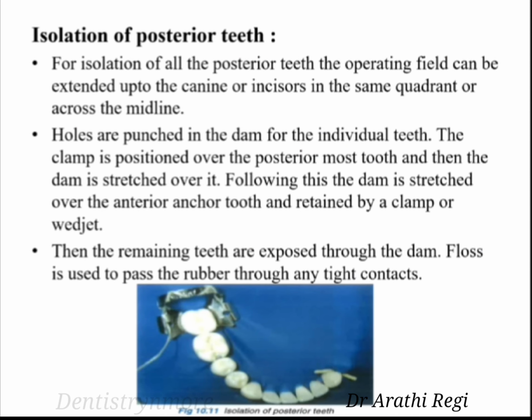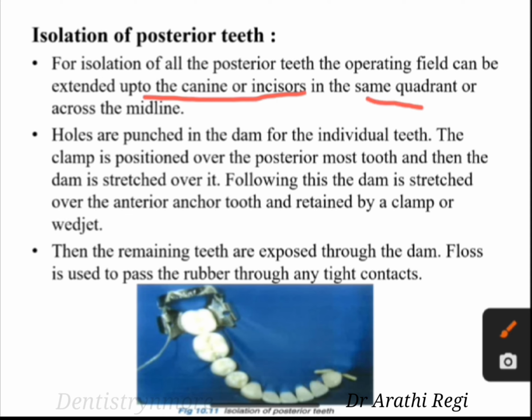Next one is isolation of the posterior teeth. In this case, isolation of the posterior teeth must extend up to the canine or incisors of the same quadrant, or it should cross the midline. So holes are punched for the individual teeth, and the clamp is positioned over the posterior most tooth, and this will act as the anchor tooth.